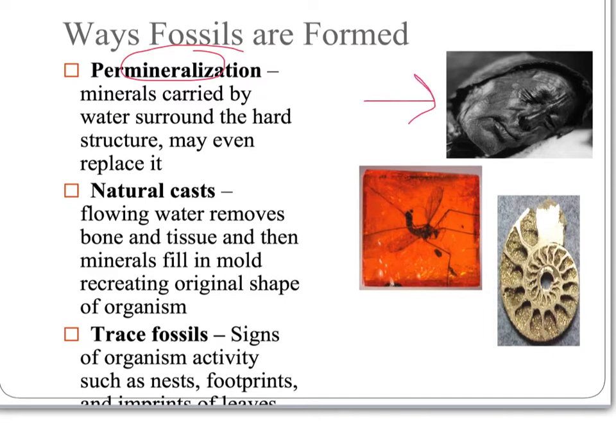Then next we have a trace fossil. So that's the signs of an organism's activity, such as a nest, such as a footprint. So on the test they're going to say, what type of fossil is a dinosaur footprint? It's a trace fossil.